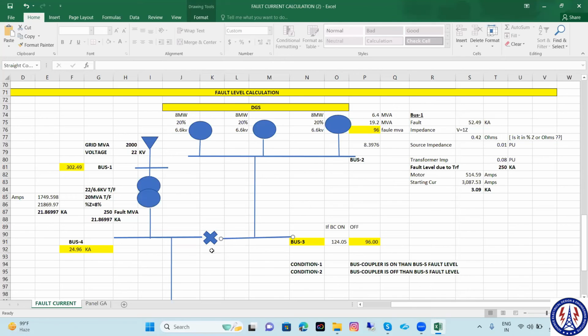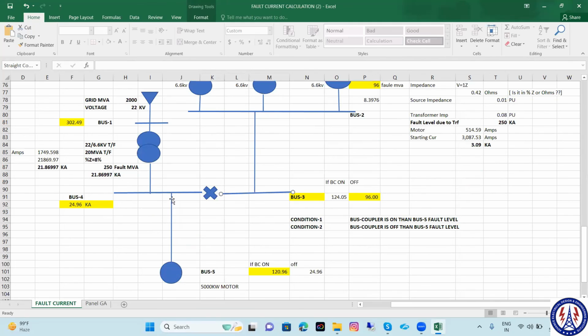When it is off, it is the same as bus 2. Or when it is on, in that condition the transformer and DGs will be in source synchronization. So I have to add this fault current plus this transformer fault current. And here it will be the motor contribution as well. So all three contributions will be added, right? Yes, sir.